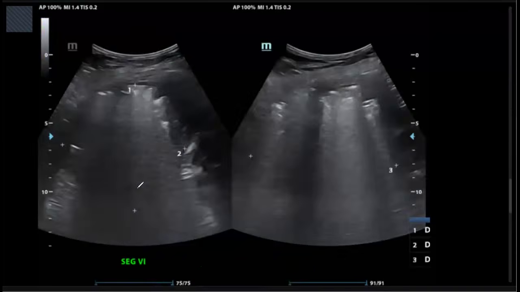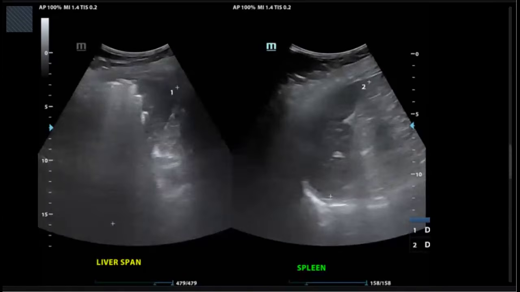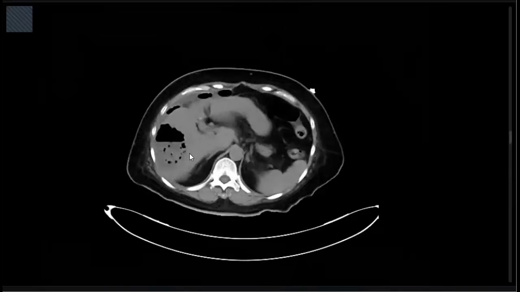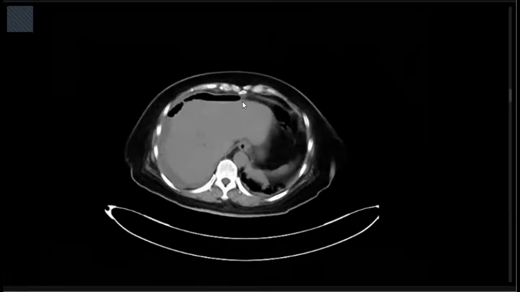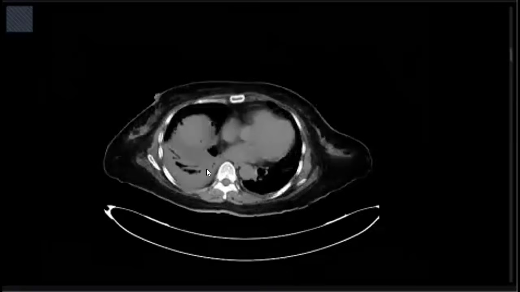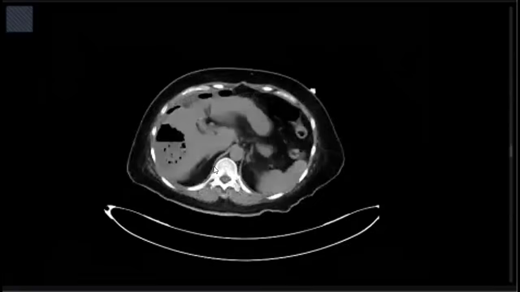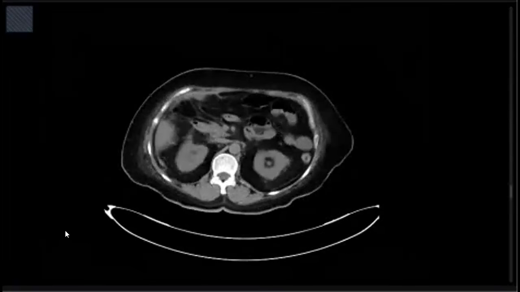with dirty back shadowing. It is seen in segment 6, likely representing a gas containing lesion. So I have to go urgently for CT scan. CT scan confirms the presence of the lesion with air surrounding the liver, and there is some air fluid level. And as you told, all the findings, it is a gas forming organism causing ruptured hepatic abscess, an urgent finding. Inform the referring physician, urgently refer the patient.